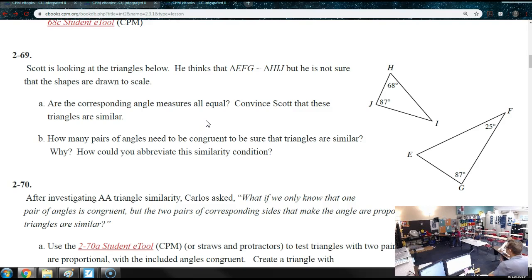So Scott has 87, 68, another 87, and a 25. Help Scott. Take a minute. What do you think? Are these triangles similar? And pay attention to his order. Take a few minutes to see what you think about this.